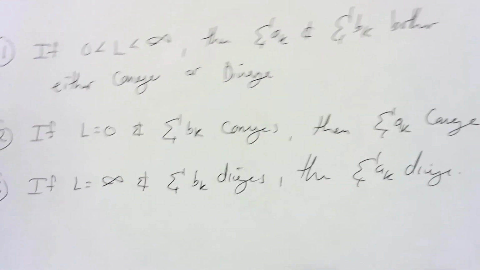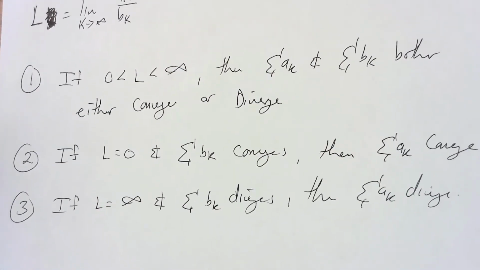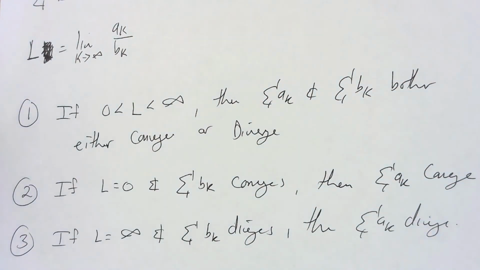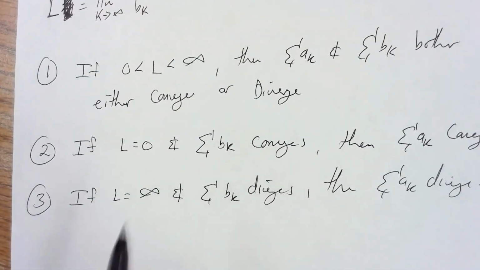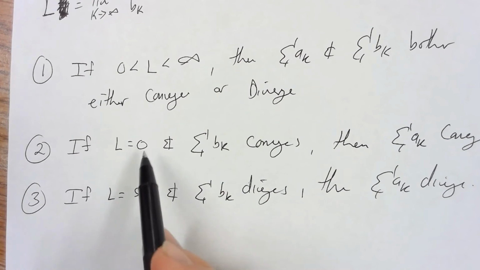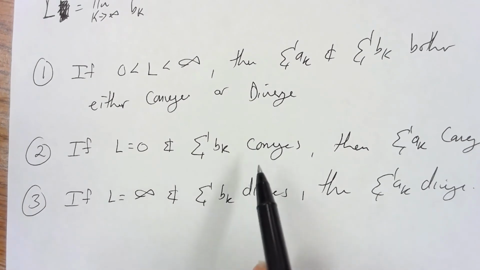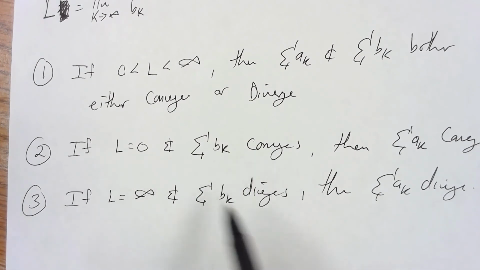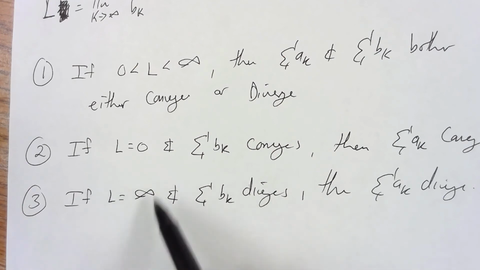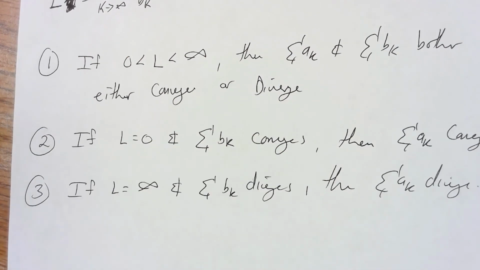So this is really your overall concluding statement about how things are going to pan out. It's a matter of, can I get this limit L to equal a specific number, or does it have to equal 0 or infinity? If I get 0 or infinity, then I have to guarantee convergence for 0 and divergence for infinity. So if my b sub k converges and I get L equal to infinity, then the limit comparison test is inconclusive and we're going to have to try something else.